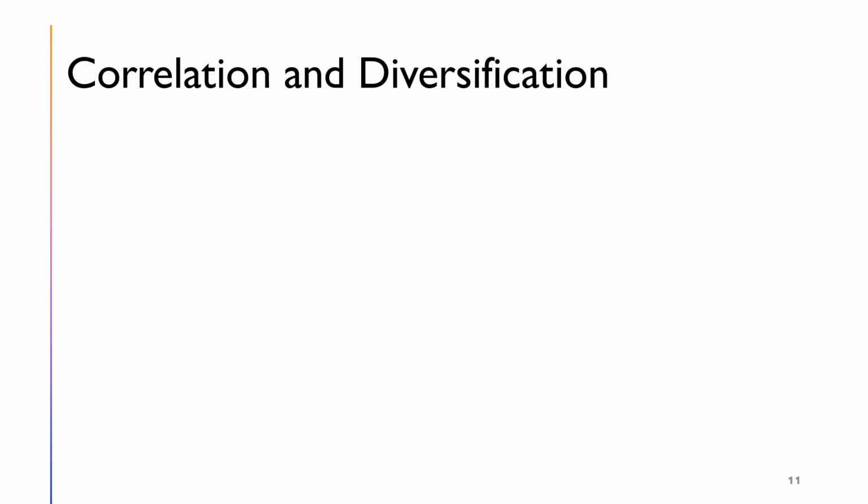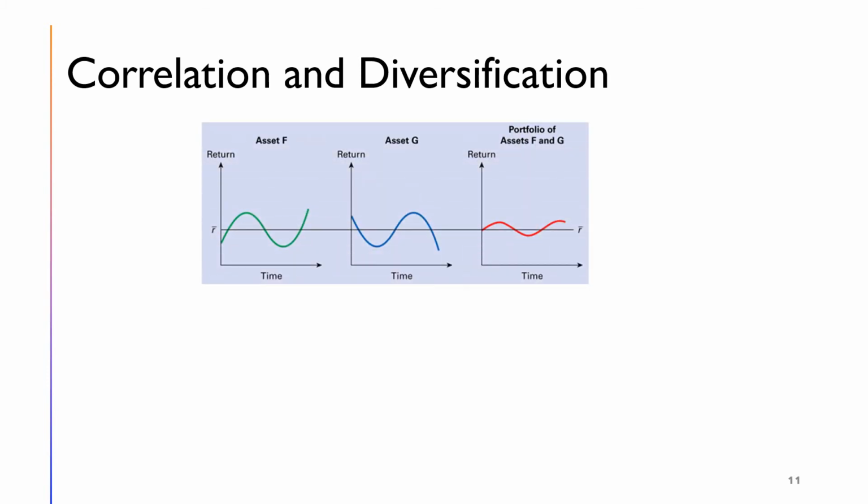Let me ask you a question. How is correlation between assets related to diversification? For effective portfolio planning, you need to understand the concepts of correlation and diversification and their relationship to a portfolio's total risk and return. From the figure, we can see that both asset F and G earn the same average or expected return over time.